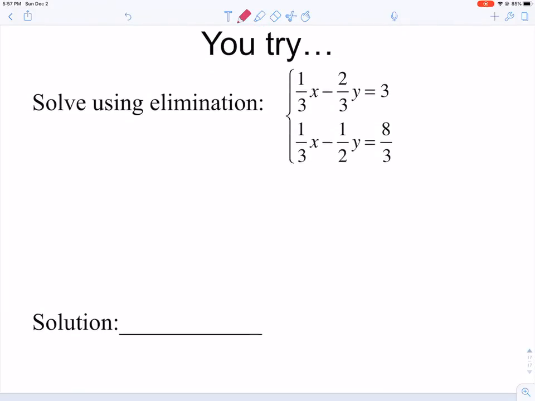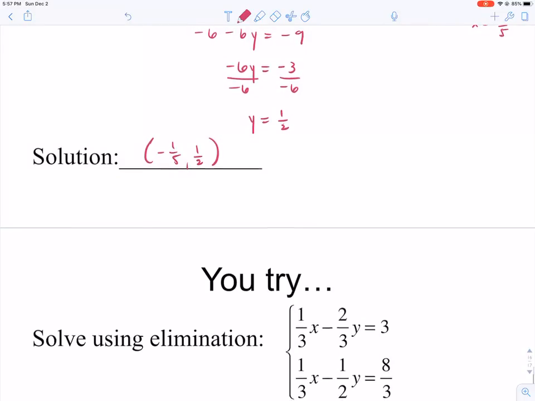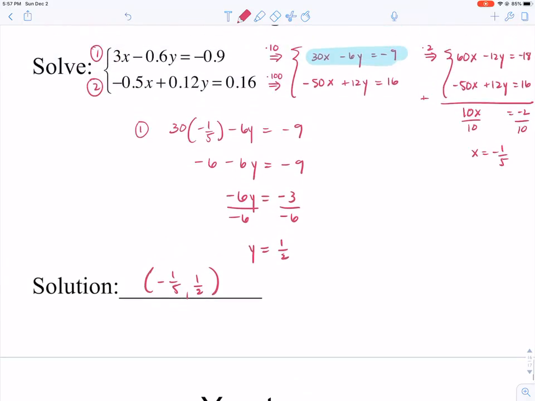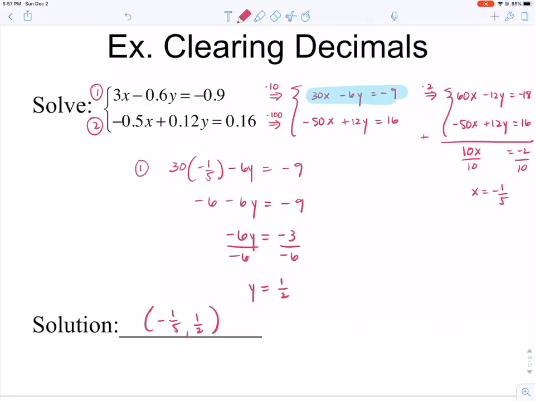And then you guys have the you try. Okay, all right, so this is our last method. So the elimination method will be our last method that we're going to look at for solving linear systems.